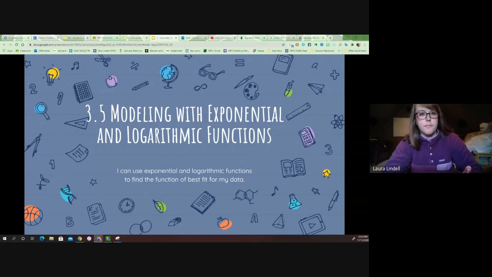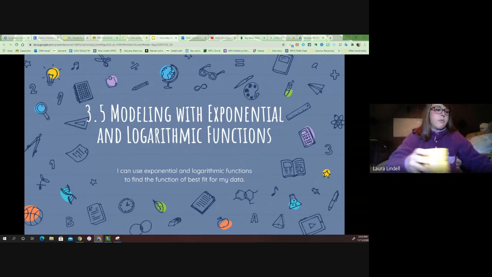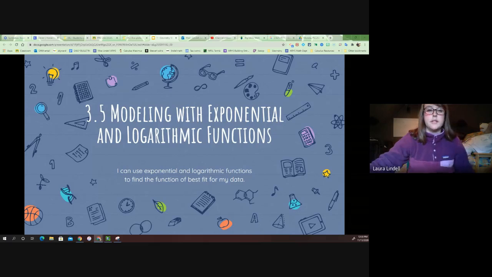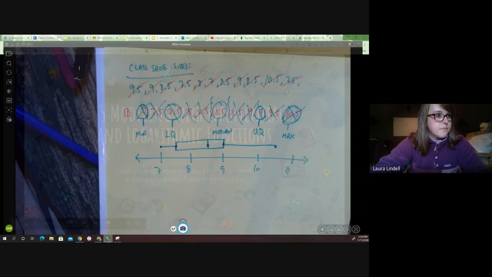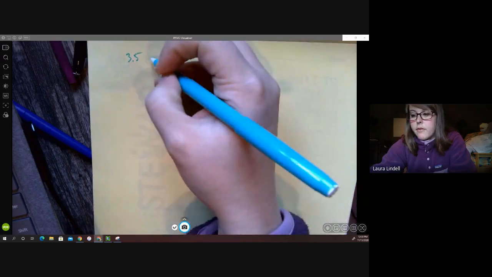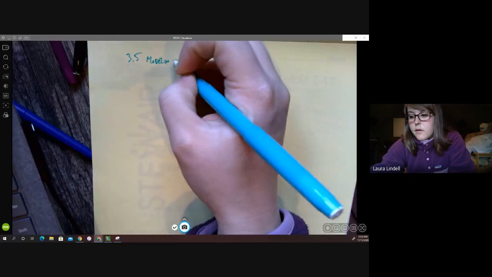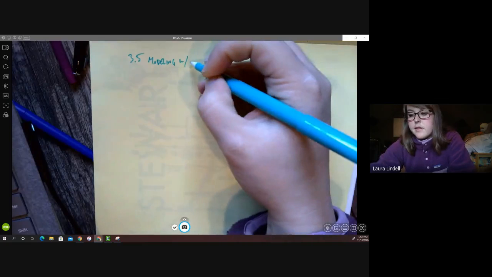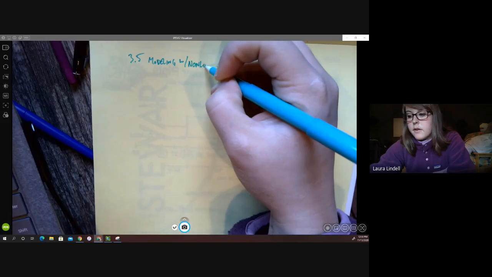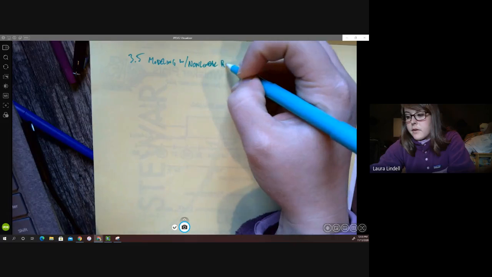So here we go. Before we can do an example, we need to talk about what the different models are going to look like when we type them in. So, 3.5, modeling, and this is actually just called nonlinear regression.